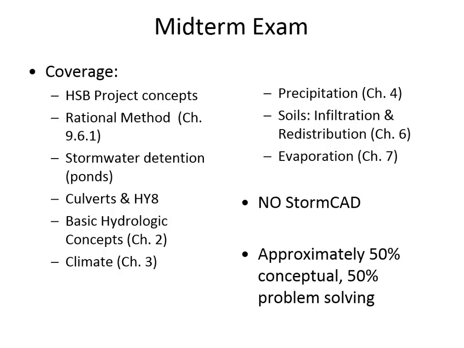One of the main things that we jumped into very early in the semester was the rational method, because that is how we're going to be quantifying flow rate off of certain areas in the HSB project. So the rational method is talked about a little bit in chapter 9.6, but really it's the notes that had the most detail so far on the rational method.